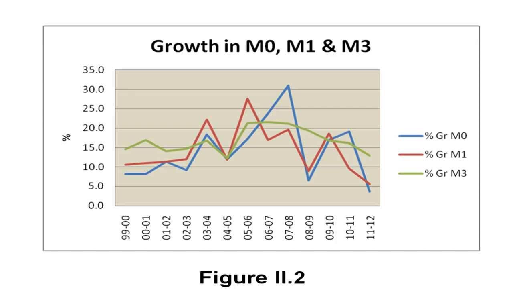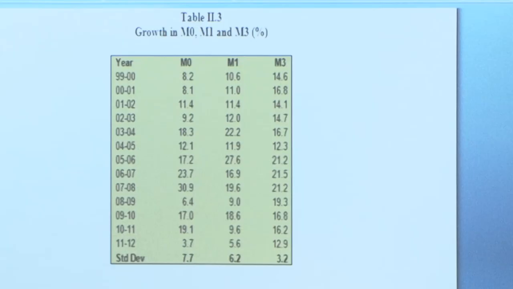Now, let me see, M0 ka standard deviation is 7.7. M1 ka standard deviation is 6.2 and M3 ka standard deviation half hai, 3.2. Ho gai, much stable curve M3. Exponential growth, exponentially going up, but the growth across years is much more stable.